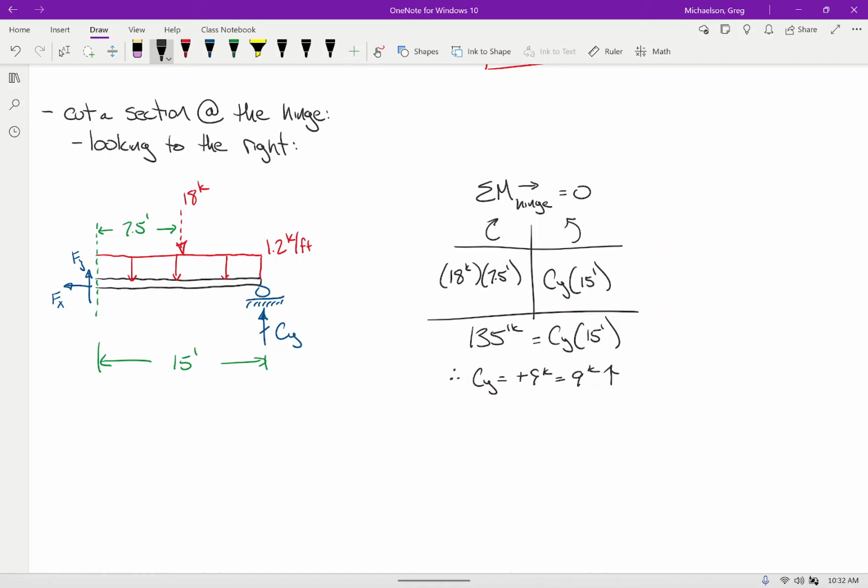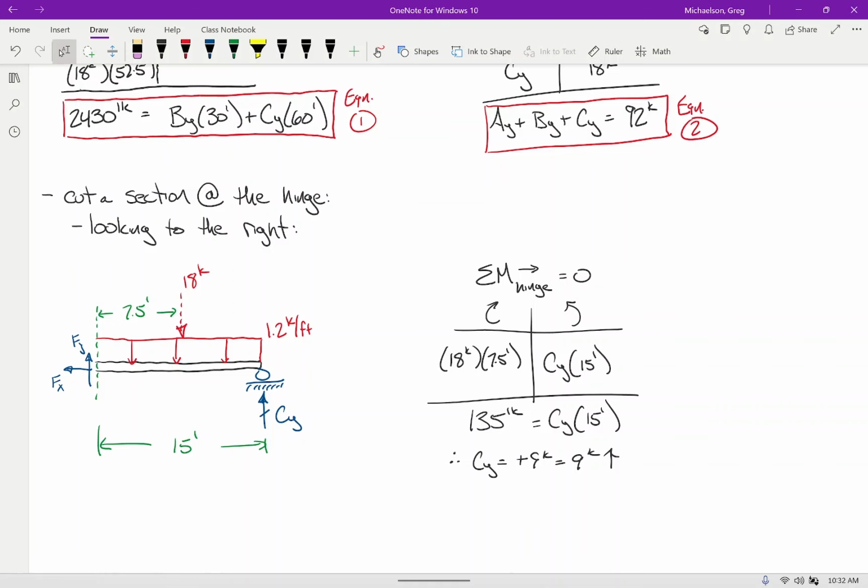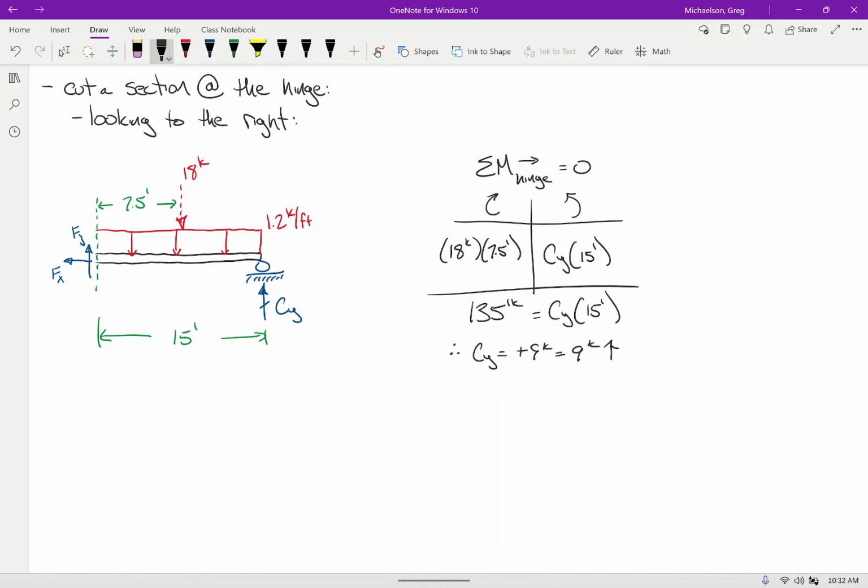Tell me what to do. Now what? Plug it in for the BY CY equation. Equation 1, right? What was equation 1? Right here. Equation 1 says BY times 30 plus CY times 60 equals 2430. I said we can't solve for a reaction, but if we magically knew what one of those values were, we could plug it in and solve for the other. Well, by golly gosh gee, we now know what one of those values are, right? We know it's 9 kips. So what I can do is I can say, okay, let's go back to equation 1.